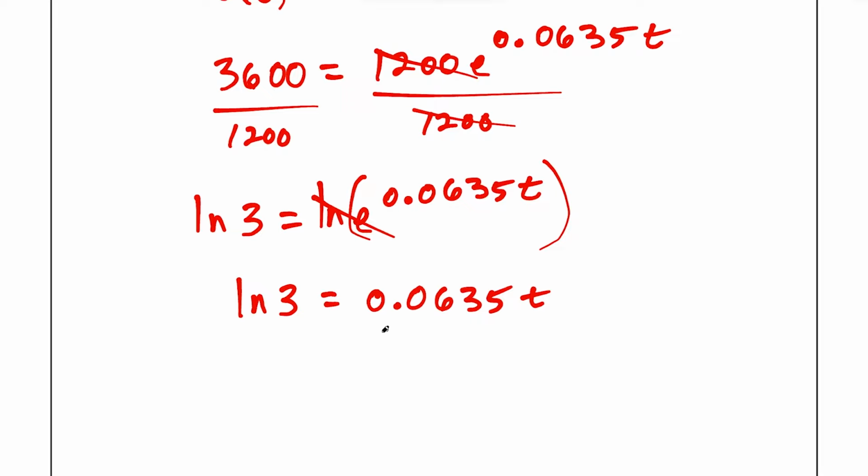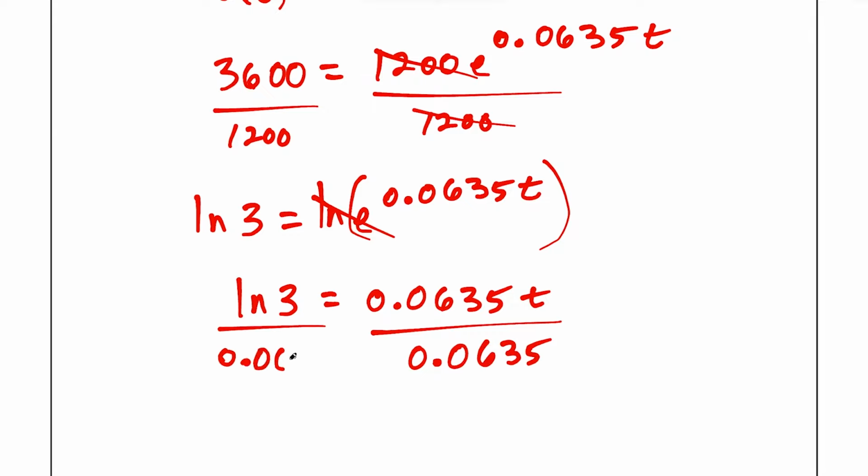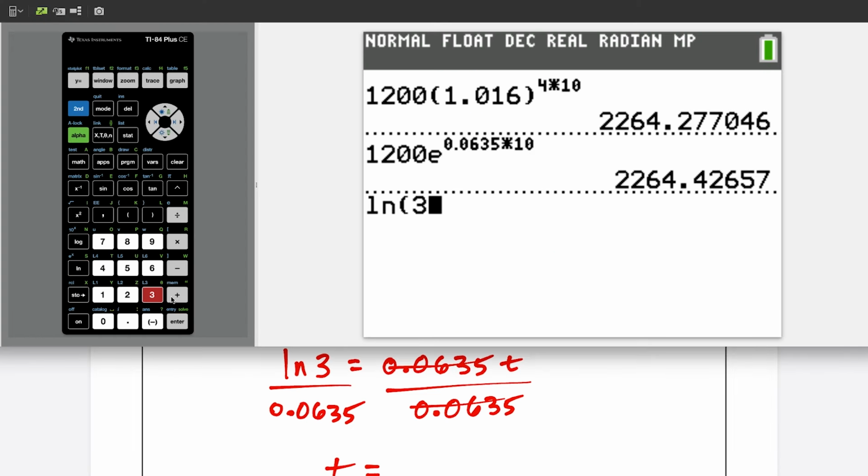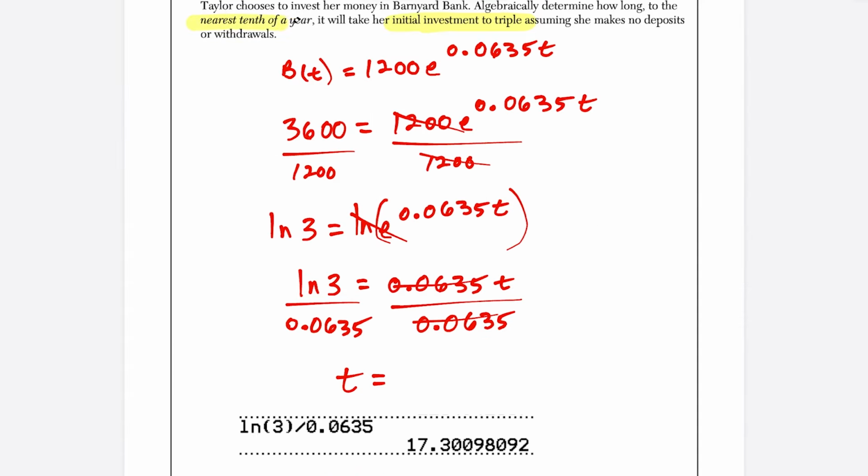So now from here, to solve for t, we just divide both sides by 0.0635. Okay, so I'm going to do this on both sides, and this will tell us what the value of t is. So we could type in natural log of 3, and we close the parentheses, and we're dividing by 0.0635. So we're rounding to the nearest tenth of a year. So we look at the calculator value here. In the tenths place is a 3. To the right is a 0. So we would round down to 17.3. So it's going to take 17.3 years for Taylor's investment to triple.